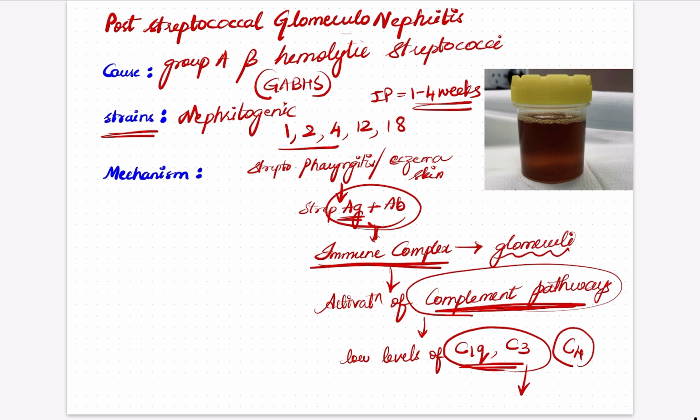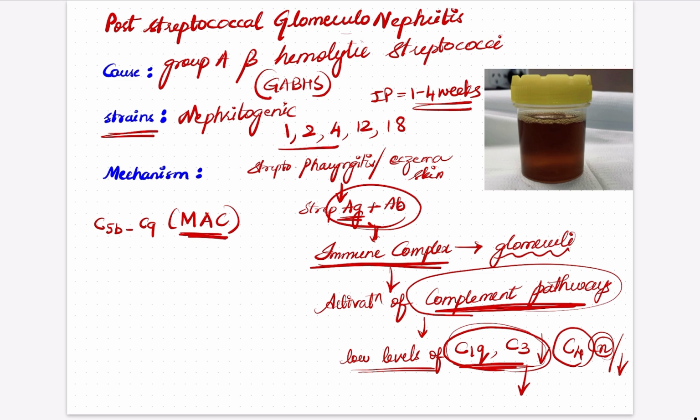C4 is usually normal; in very rare cases, it can be decreased also, but usually it is normal. So C1q, C3 are the affected complements. They are always on the lower side, or they go down in this post-streptococcal glomerulonephritis. And this complement pathway is activated, therefore it leads to formation of membrane attack complex, that is C5b to C9, which are called membrane attack complex.